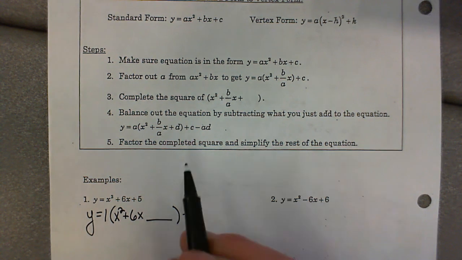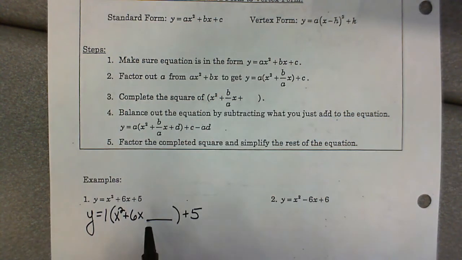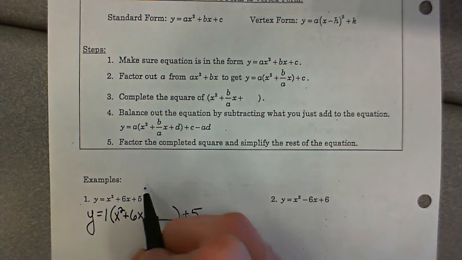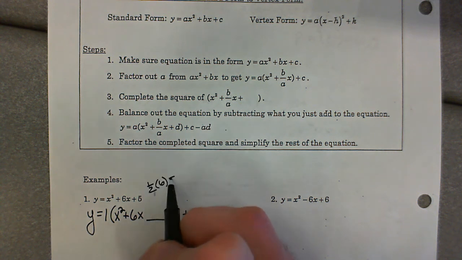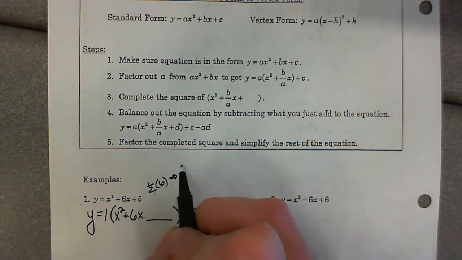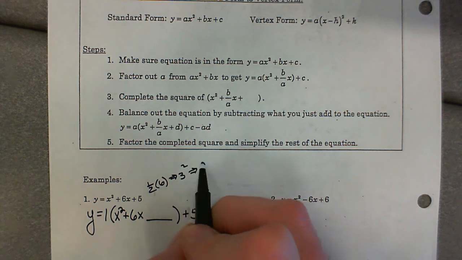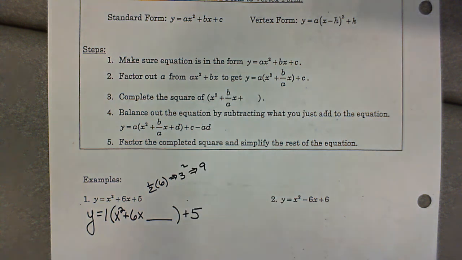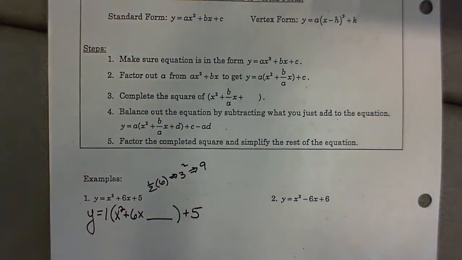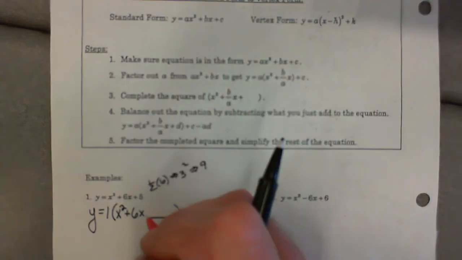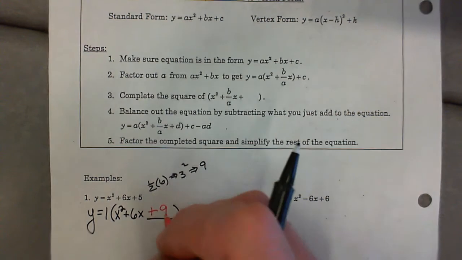So now I'm going to go ahead and complete the square. This third term is going to be half of the middle term, which is 6, which gets me 3. And then I'm going to square that, and that's going to turn into a 9. So this is going to be a plus 9.